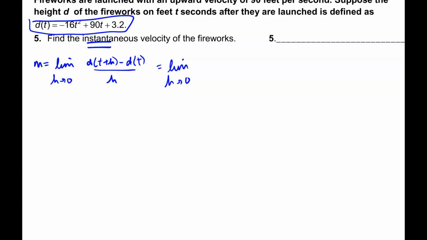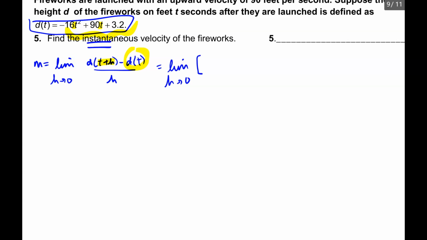We want to plug in the t plus h because it didn't say at a certain time. It just wants the instantaneous velocity, so we're going to assume they just want the equation. So, a little bit more difficult, because everywhere where we see a t, we're going to be plugging in t plus h. And then this right here is just going to be whatever the equation was.